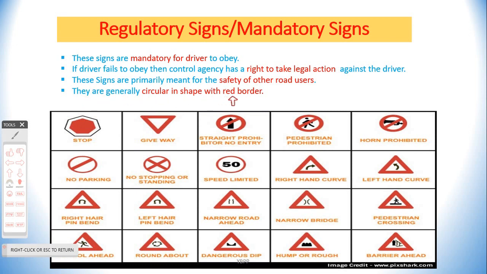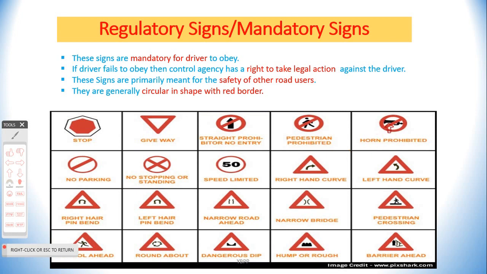Then they are generally circular in shape with a red border. Okay, the border is red, and here it is. First symbol is a heptagon, and in that heptagon another heptagon with red color is there, meaning of that is stop. Then next is an inverted triangle, meaning give way to other vehicles. The next symbol is a circle with one black arrow and one cross line, straight prohibition or no entry in the straight direction. Then next is a circle with a picture of a man with a red line, then pedestrian prohibited.